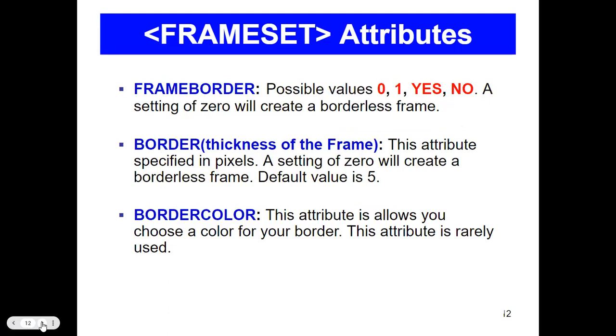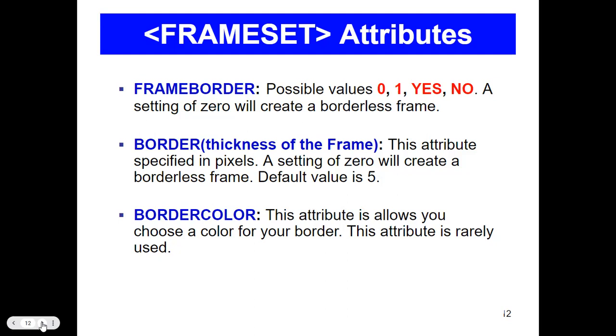The next attribute that we can use is frameborder, to display the border of the frame. Possible values are 0 or 1. To create borderless frames, we will set 0. Otherwise, with a border, we will give the value 1.